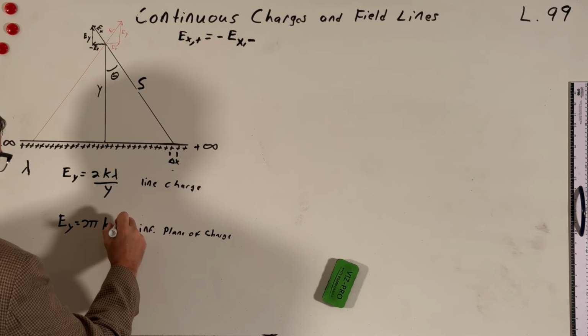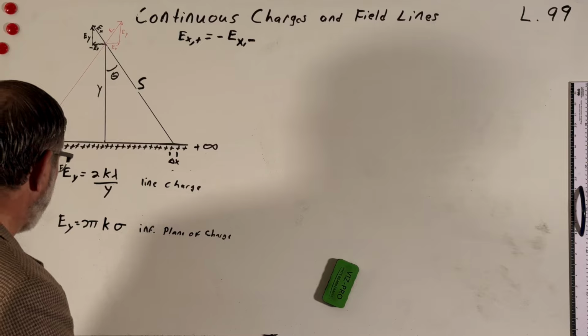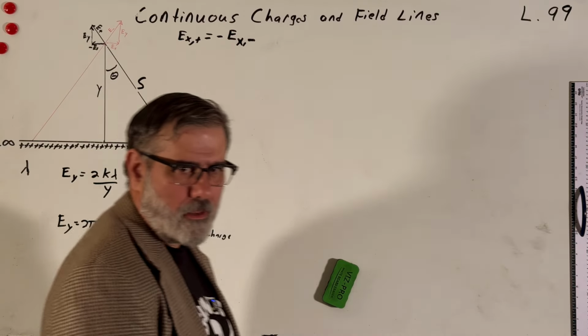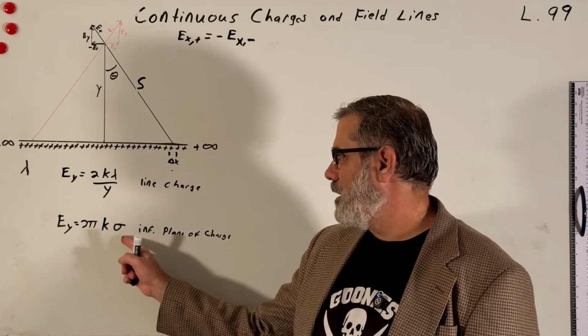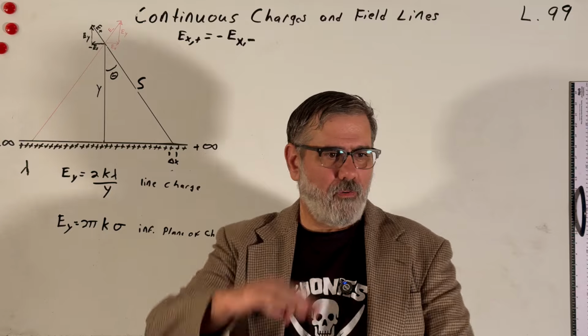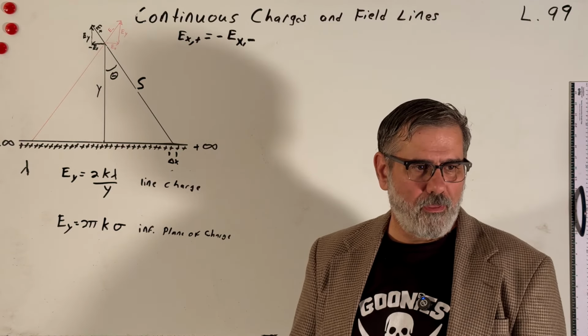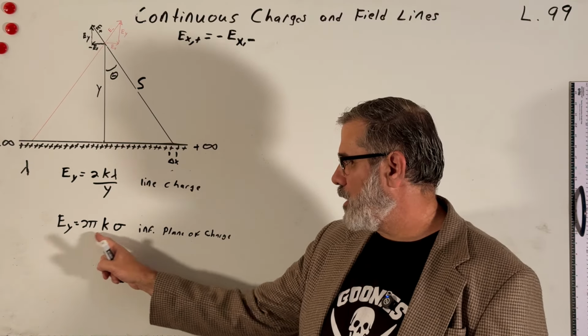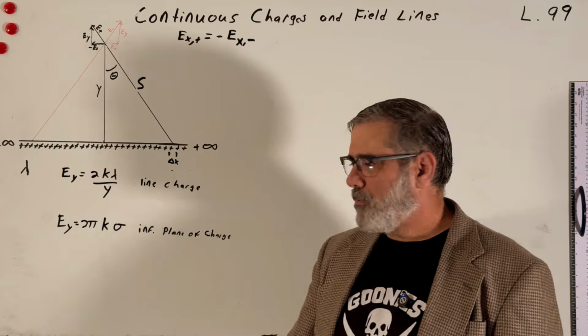2 pi k times sigma. Okay? So that's a little weird, right? It seems that it's just as strong no matter where you are, right? It doesn't matter how far away you are, it has the same field strength. It's only proportional. It's really just, what's the dominant term? These are just constants. It's just proportional to the field strength.